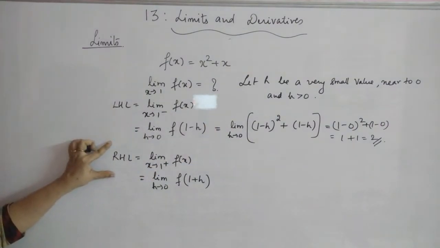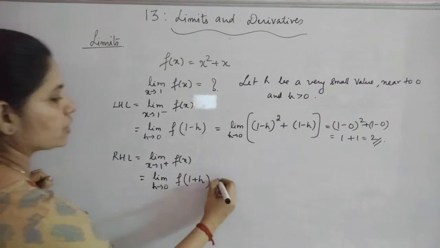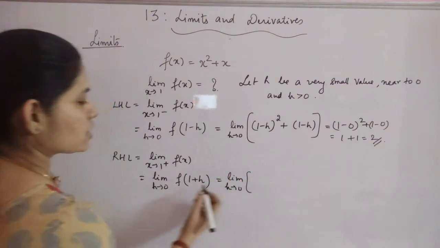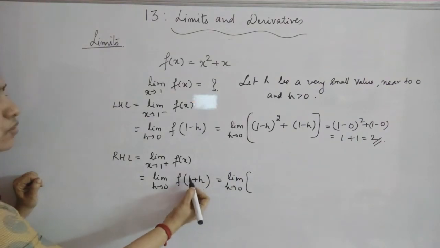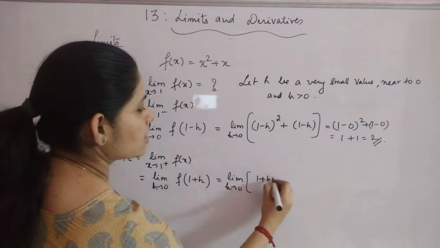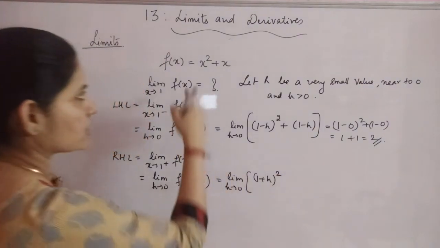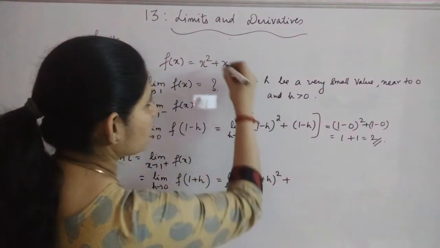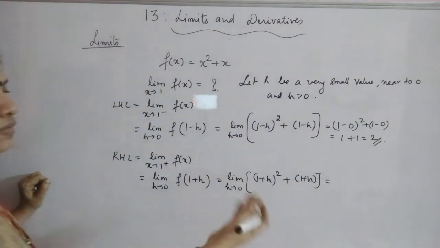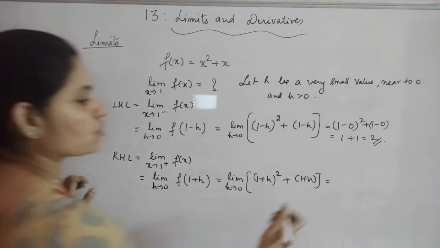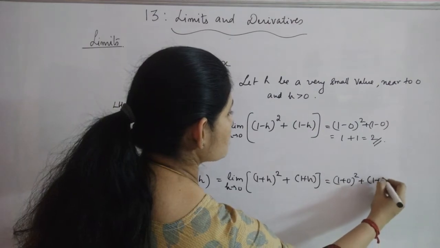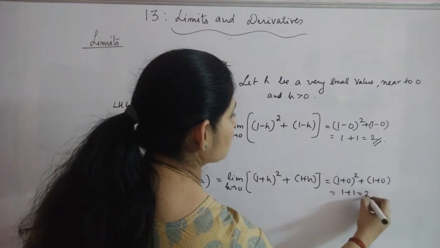Now for the right hand limit, what you will do is limit h tends to 0, replace the x value with 1 plus h. Instead of x you will write 1 plus h, so it will become 1 plus h the whole square instead of x square, plus again for x you will write 1 plus h. Now again you will replace h with 0, so what you will get is 1 plus 0 the whole square plus 1 plus 0, which is again 1 plus 1, 2.